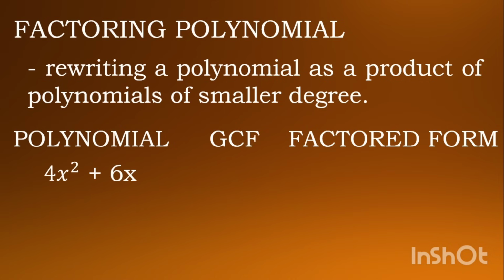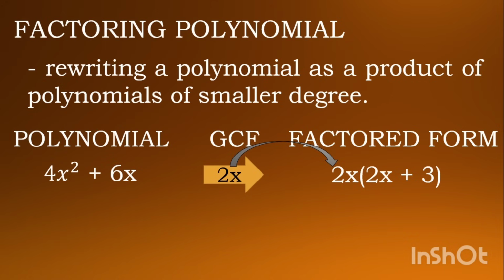So, I have here 4x squared plus 6x. So, kukunin natin ang GCF, that is 2x. In factored form, yung GCF, ilalagay natin siya sa labas. Now, paano natin kukunin yung nasa loob ng parenthesis? Okay. So, pwedeng think of a number, or think of a monomial na kapag minultiply mo, the resulting product will be 4x squared.